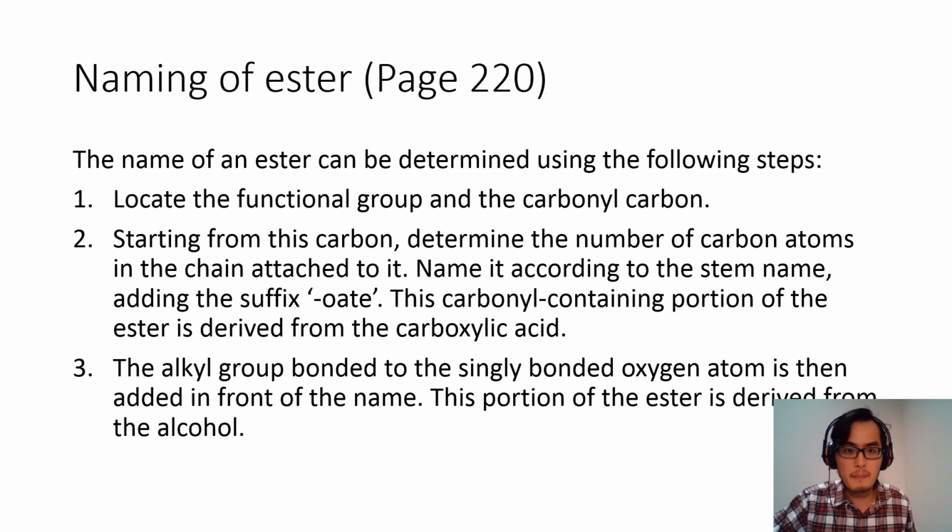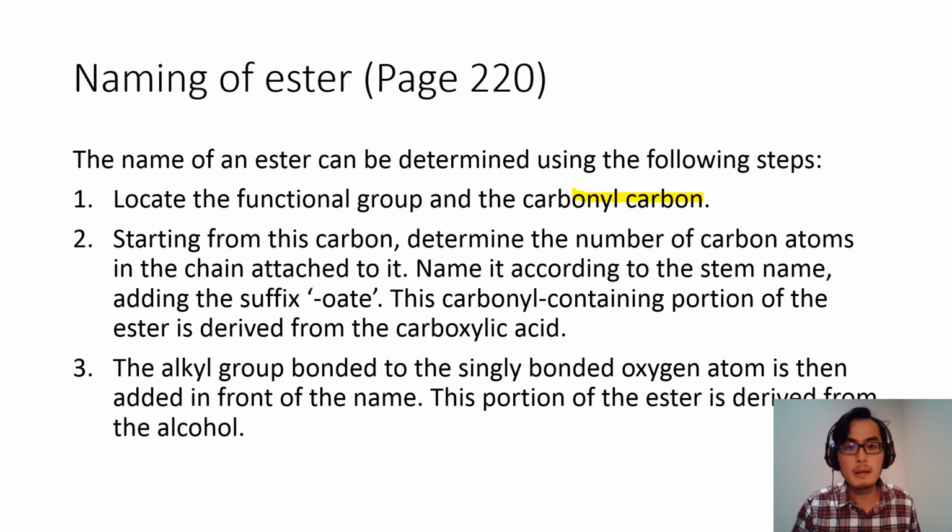Alright, so now it's talking about naming an ester. How do we name an ester? It says the name of an ester can be determined using the following steps. Locate the functional group and the carbonyl carbon. Starting from this carbon, determine the number of carbon atoms in the chain attached to it. Name it according to the stem name, adding the suffix -oate.